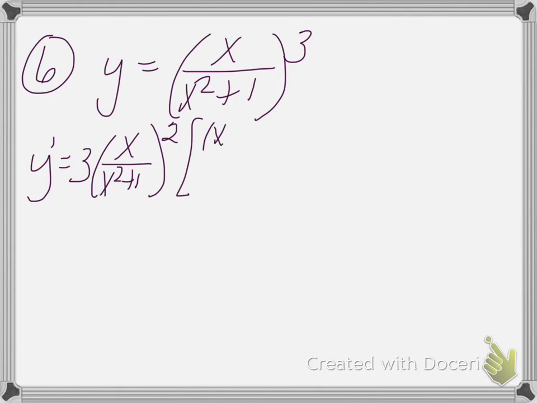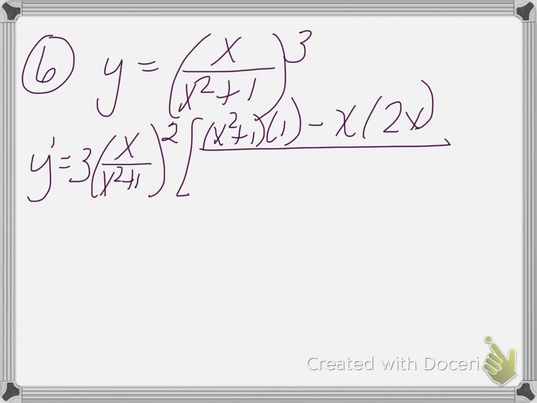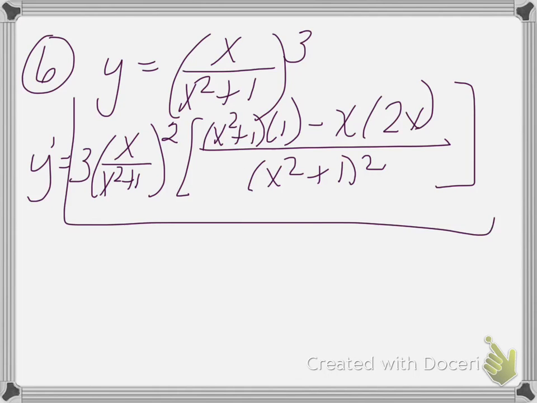So it's going to be the bottom times the derivative of the top, and again, you don't have to write the 1 if you don't want to, minus the top times the derivative of the bottom, all over the bottom squared. Okay, that's number 6.